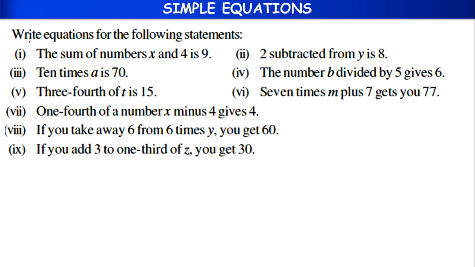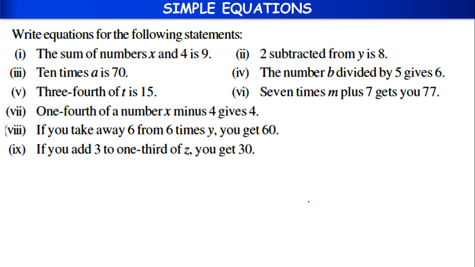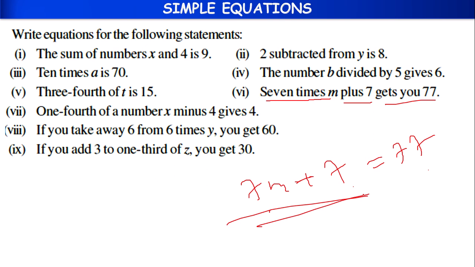Next, children, write equations for the following statements. The sum of numbers x and 4 is 9, which is x plus 4 equals 9. Or 7 times m plus 7 gets you 77. 7m plus 7 equals 77.